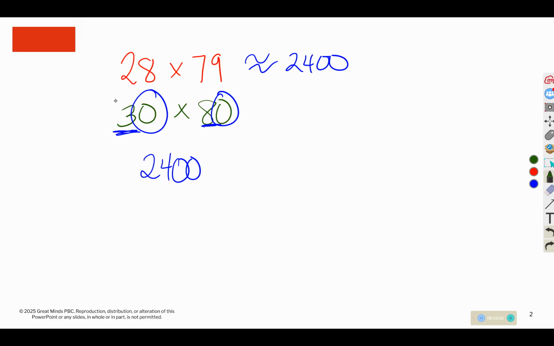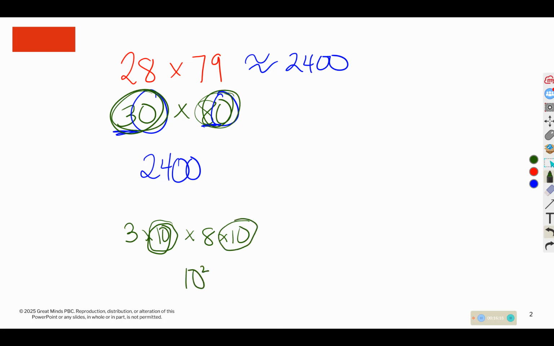In the previous lesson, we were able to break these values apart as 3 times 10 and 8 times 10. These gave us the 10 to the second power because there were 2 10s multiplied together, and that told us that we needed 2 zeros in our answer.